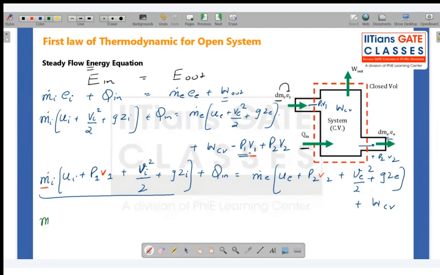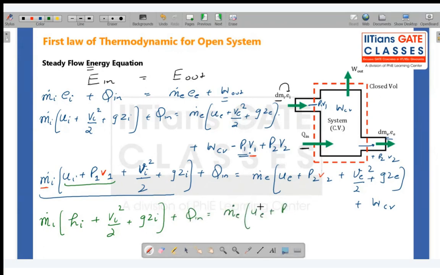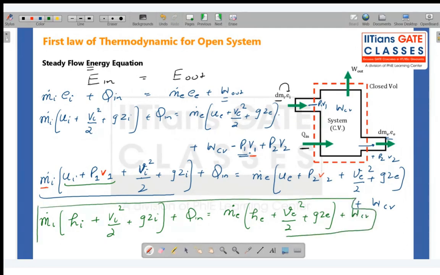Now I can write m dot i. Now this is what? Enthalpy h i plus v i square by 2 plus g z i, plus Q in is equal to m dot e, u e, sorry, h e, plus v e square by 2 plus g z e plus work of control volume.